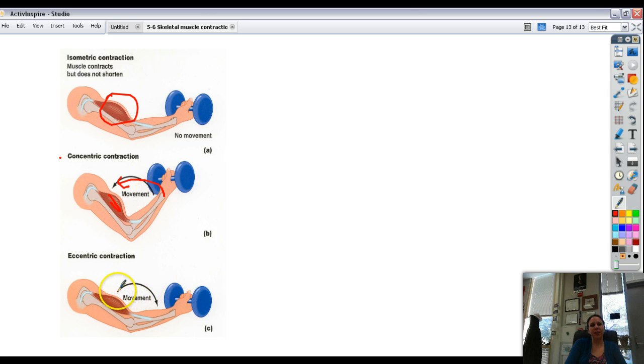Okay, and if I move the force away from me, then my muscle lengthens, and so I would call that an eccentric contraction.